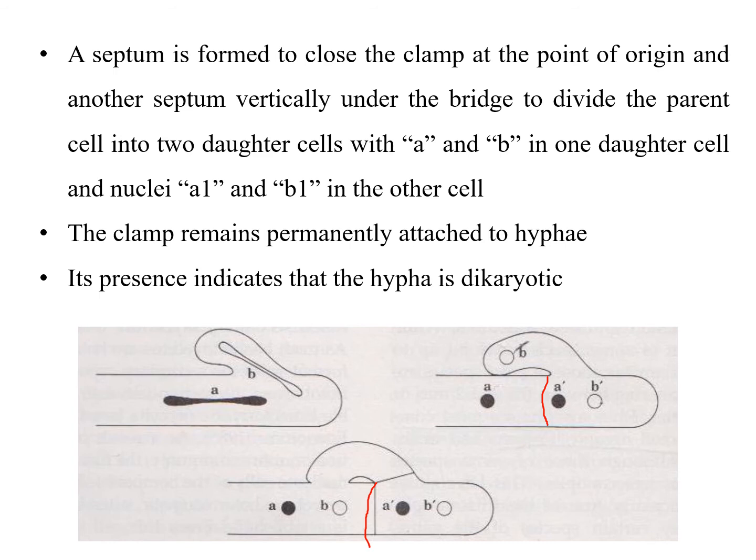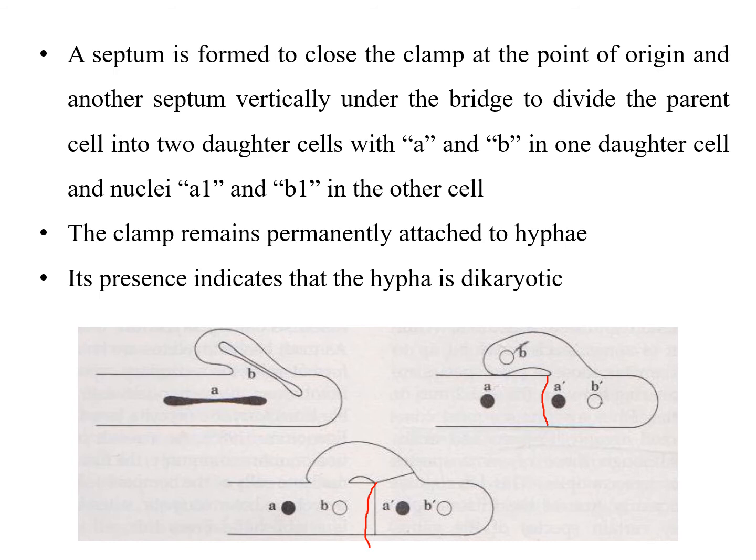Then it divides the parent cell into two daughter cells, with A and B in one daughter cell, and nuclei A1 and B1 in another cell. So this is one daughter cell and another daughter cell, and this process remains continuous. Again a clamp connection is formed here, again it multiplies, again a new nucleus forms, and this process continues. The clamp remains permanently attached to the hyphae.